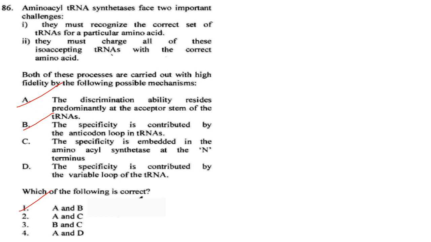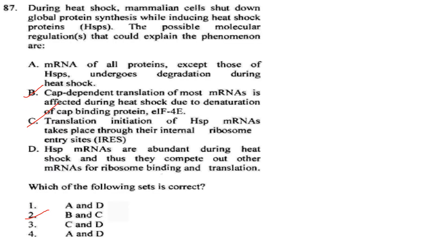That is correct. The specificity is contributed by the anticodon loop in tRNA. That is also correct. The specificity is embedded in the aminoacyl synthetase at the N terminus. That is not correct. The specificity is contributed by the variable loop. That is also not correct. So which of the following is correct? A and B are correct. Answer is option 1. Then next one.